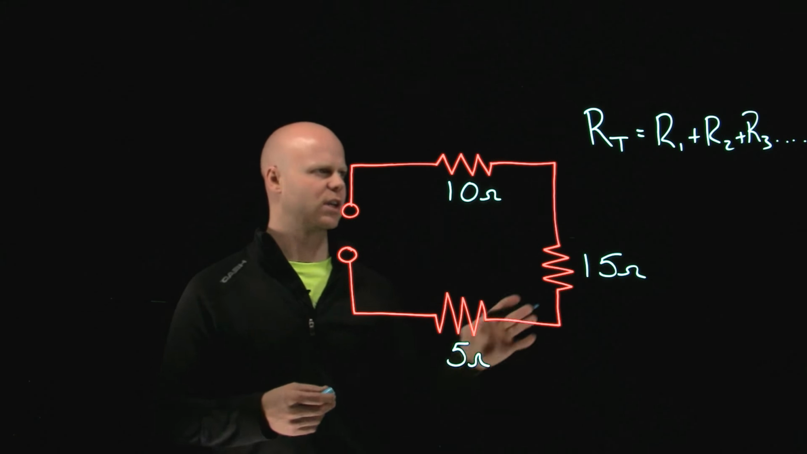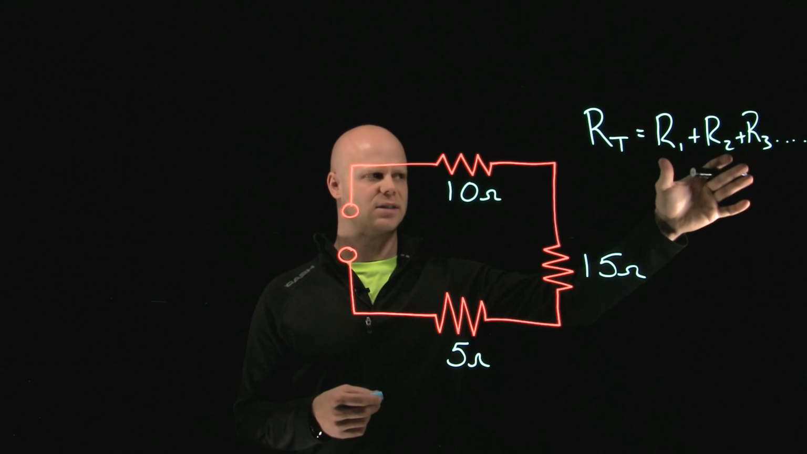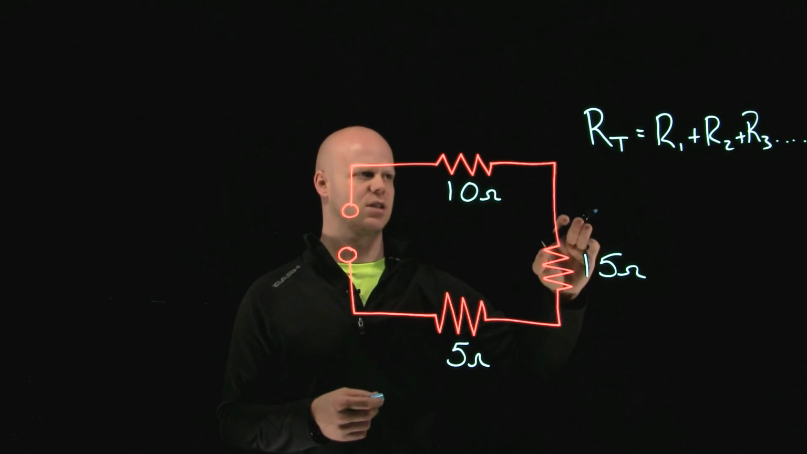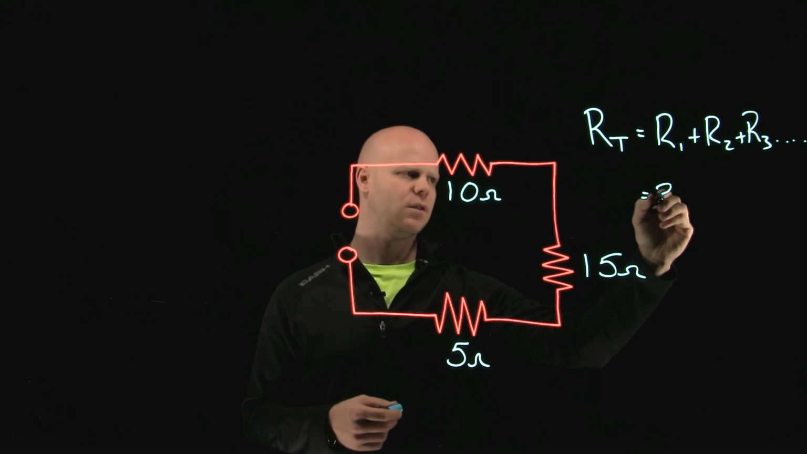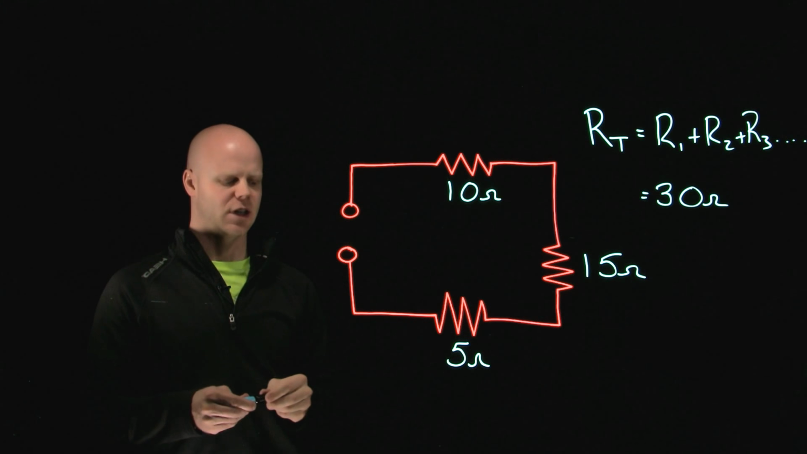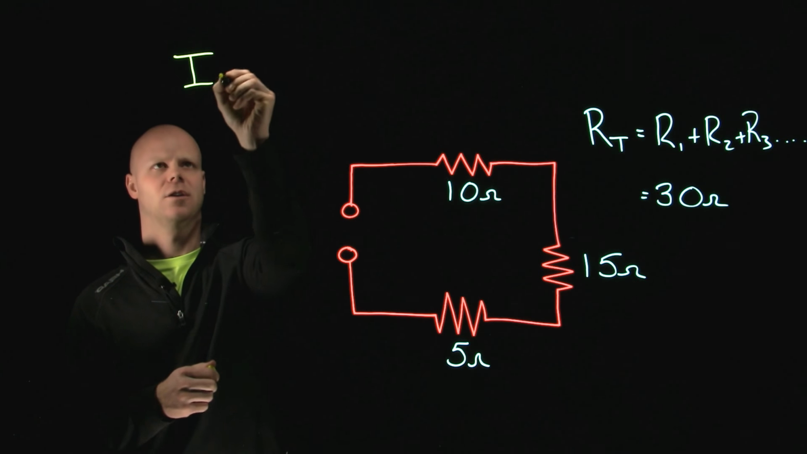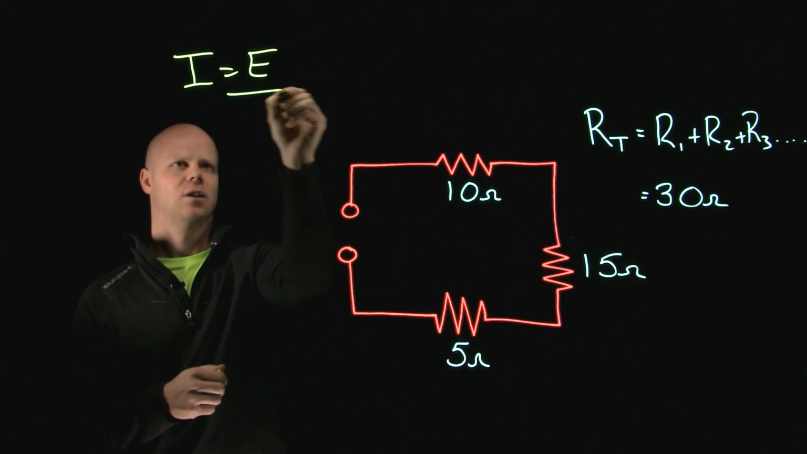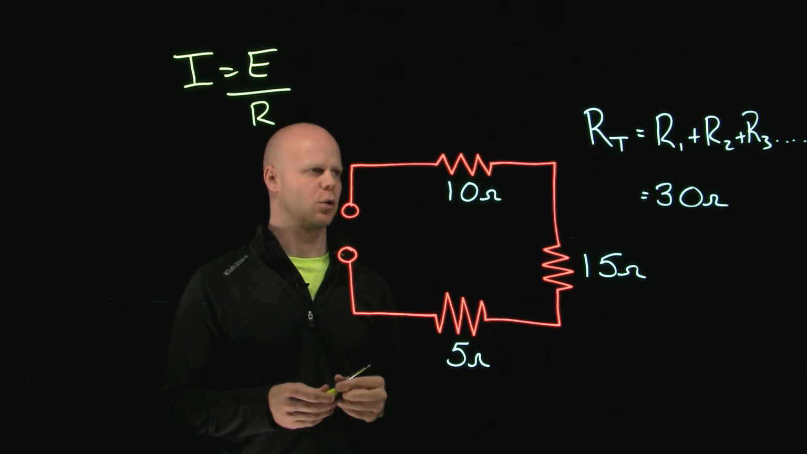What this is just showing us is as I add resistance, as I add opposition in series, my resistance total will increase. So in this case, I would have a resistance total of 30 ohms. I could look at Ohm's law, and I could look at how this is affecting my total opposition.